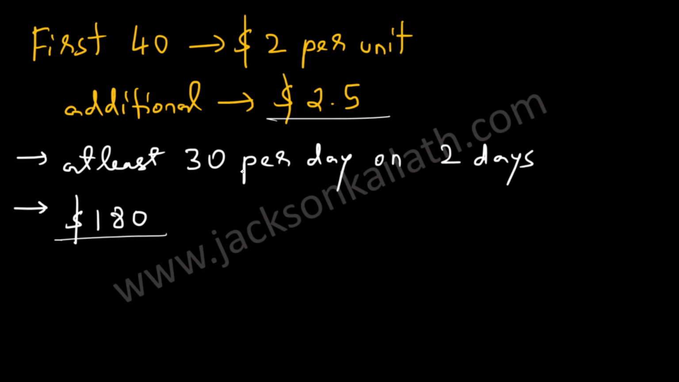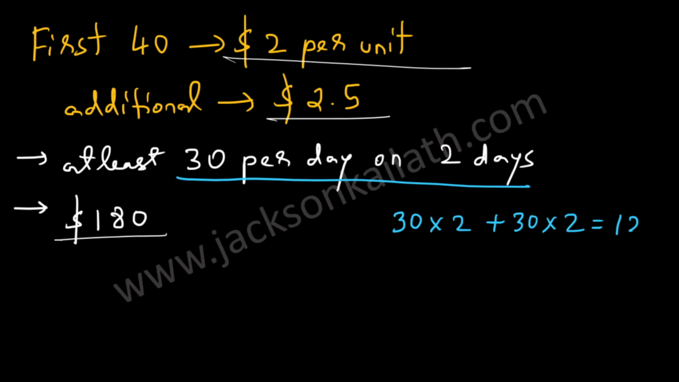Alright, notice it's given that he made at least 30 per day, so that would be within the 40 units. So 30 per day would give him 60 dollars, because he gets $2 per unit. So for the 2 days he would get 30 into 2 plus 30 into 2. That's $120. Now out of the $180 we are left with $60 to distribute among the 2 days.